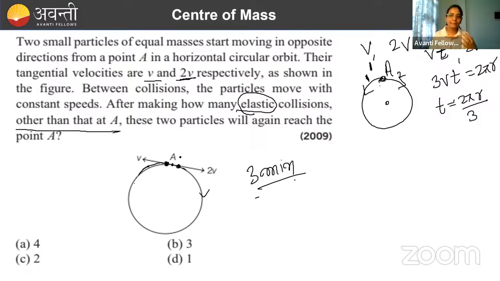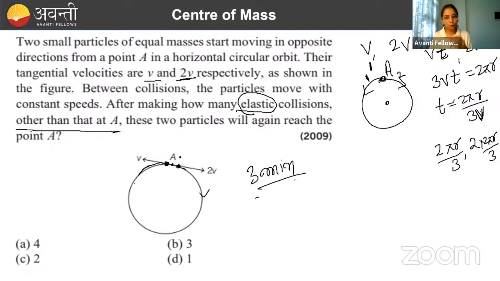Done. So in this time, first particle will cover how much distance, like in that t time, first particle covered how much distance? Okay, 3vt equal to 2 pi r. So t equal to 2 pi r by 3v. Done. So how much distance will the first particle cover? That will cover your vt distance, yani ki 2 pi r by 3. And second will cover how much distance? That will cover 2 into 2 pi r by 3. So this is in terms of distance.